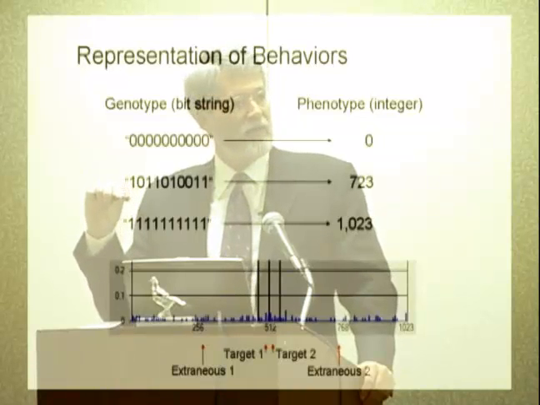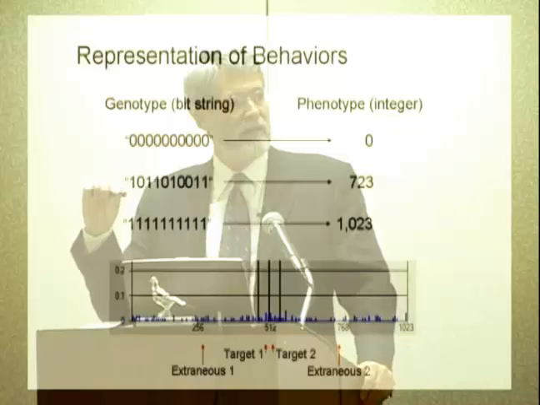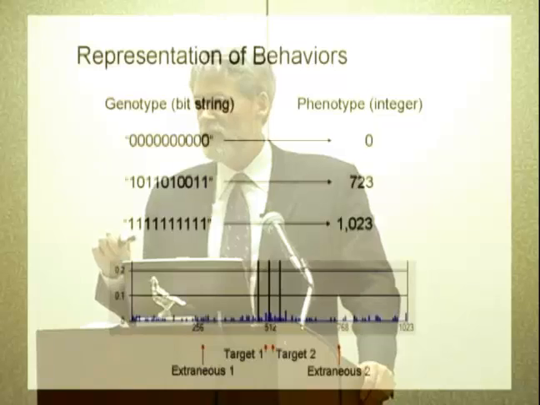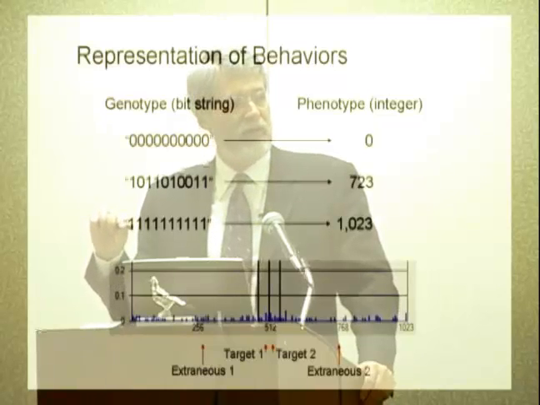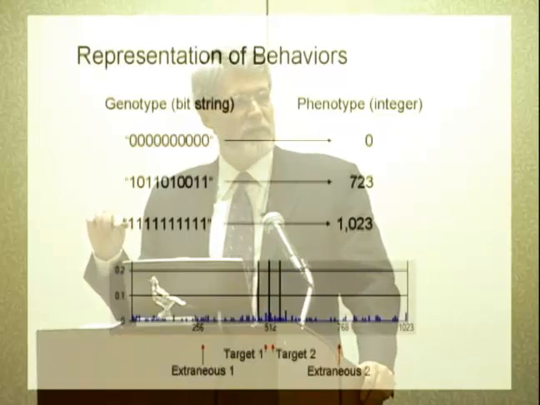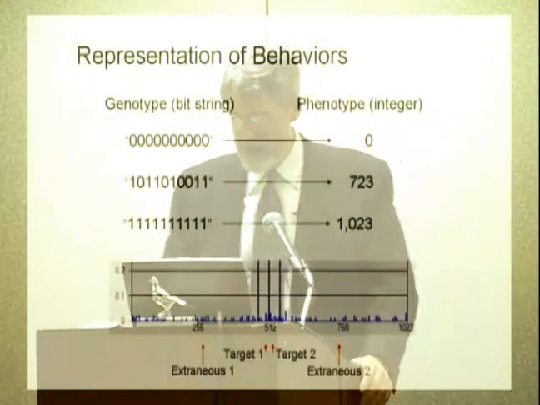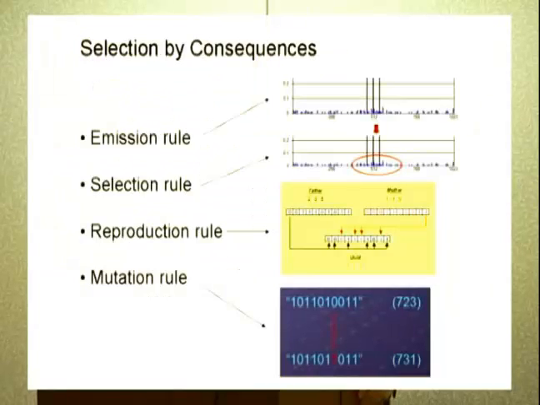I can divide this interval range however I like, and I've divided it into two small ranges here and two larger ones over here. You can think of that as like a concurrent schedule, so that the potential behaviors that fall in here are potential left keypecks. The potential behaviors that fall in here are potential right keypecks. This is potential something else, and this is potential something else. So I have a set of potential behaviors that can evolve. So in order to make all this work, you have to have from this population of behaviors a behavioral emission that you can then record. So you've got a virtual organism. It's got these potential behaviors.